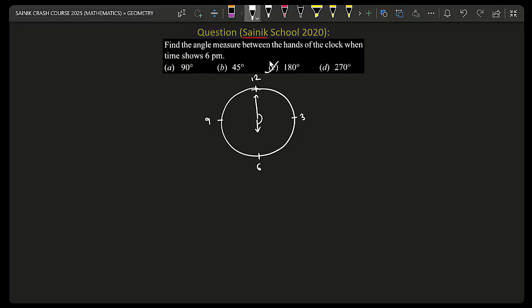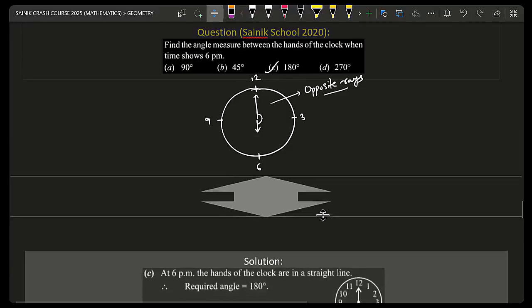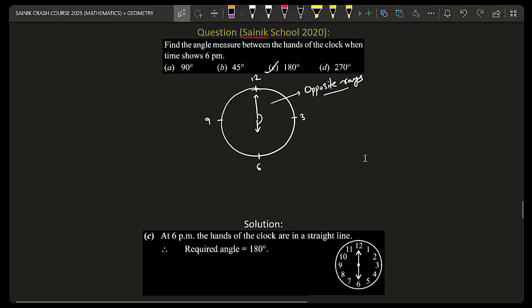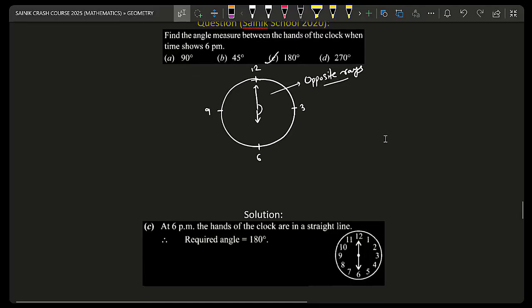Do you know which type of rays these two are called? These are called opposite rays. Do all of you remember this? Rays having a common initial point but exactly opposite directions are called opposite rays. So the angle between opposite rays is always equal to 180 degrees, a straight angle. So the angle is 180 degrees.